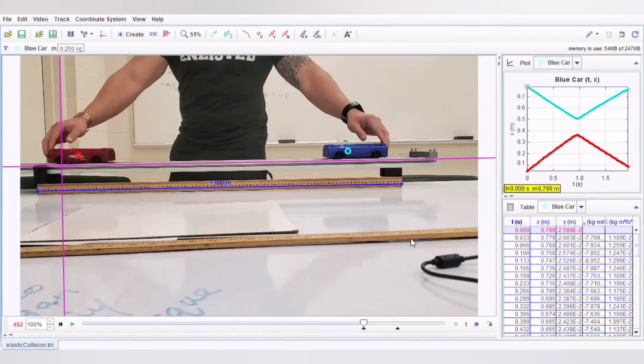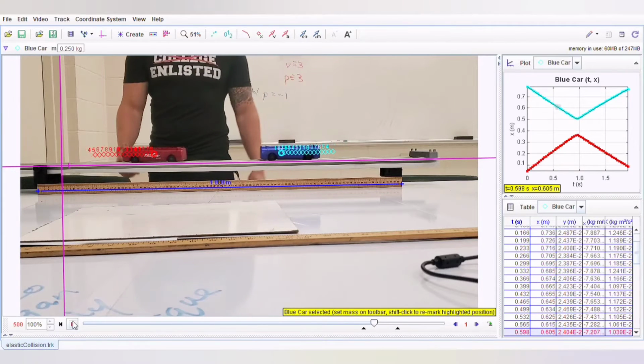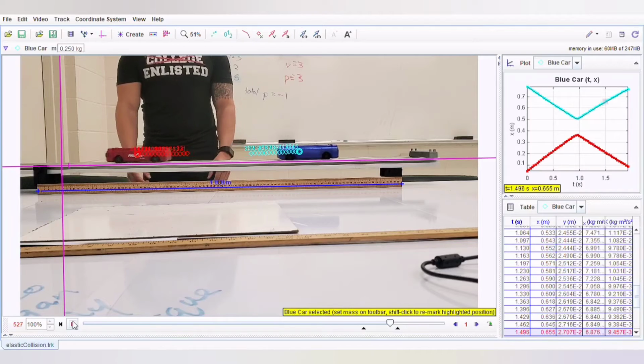Now I'm going to show you an experiment that I did on Tracker to understand momentum. The experiment that I did was an elastic collision. I pushed these two cars against each other and the magnet repelled them in opposite directions. You can see the graph to the right shows their position versus their time.